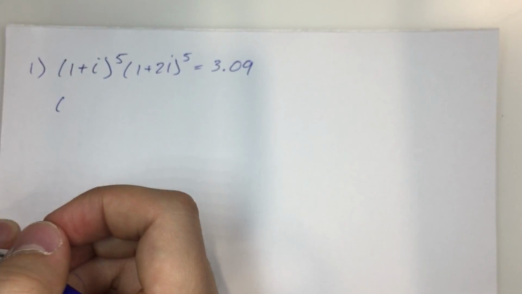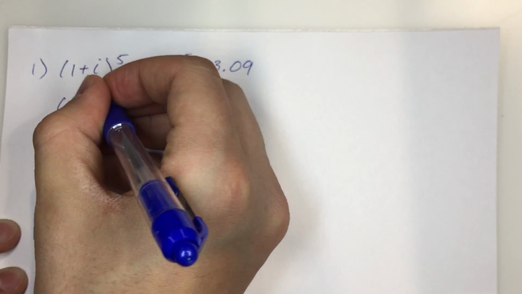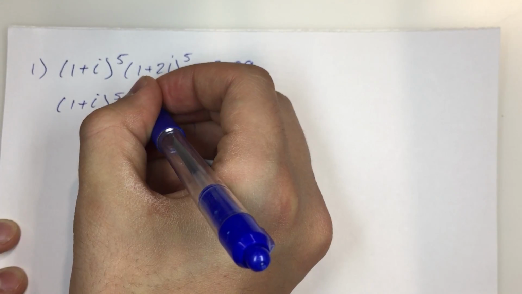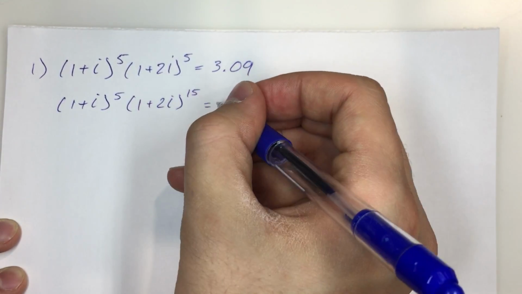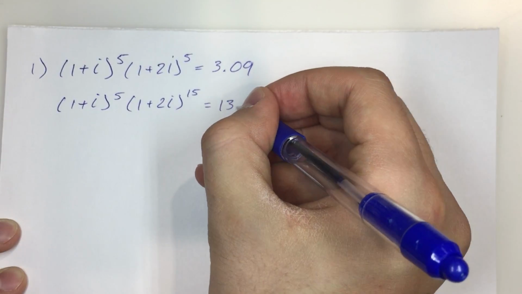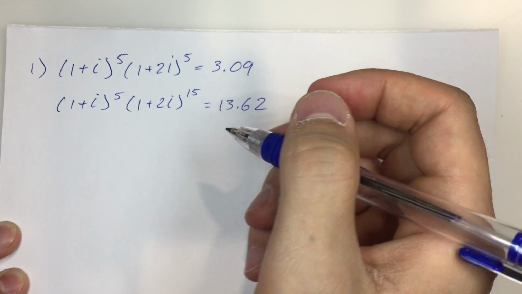Now for the second equation, we're looking at (1 plus I) to the power of 5 for the first 5 years yet again, and (1 plus 2I) to the power of 15 for the next 15 years. So that brings us to year 20, where the value is $13.62.